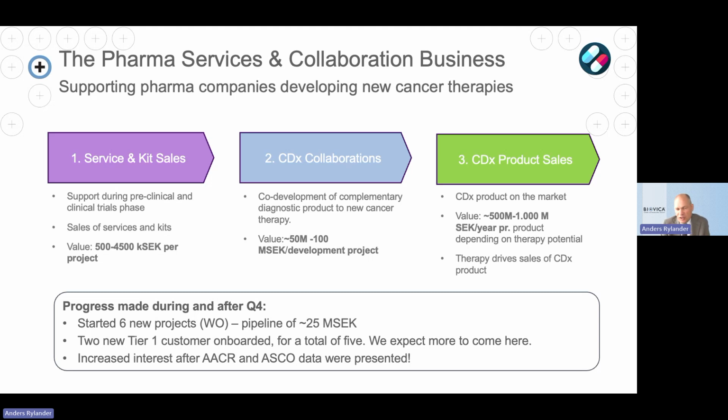I think there's a potential here also to increase that significantly when we move into the next step, where we do tighter collaborations, using digital not only as an experimental biomarker, but also working it into the protocol and using it for patient stratification, for monitoring, and for CDx collaborations. And I think the likelihood for that also increases when you have more tier ones in your portfolio.